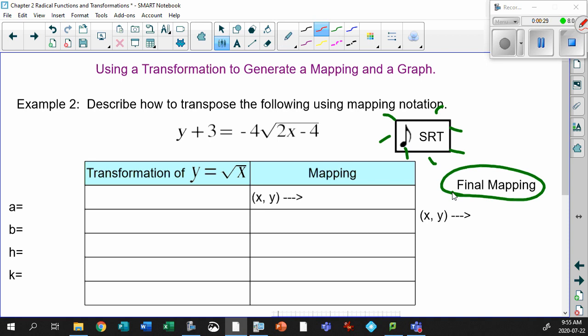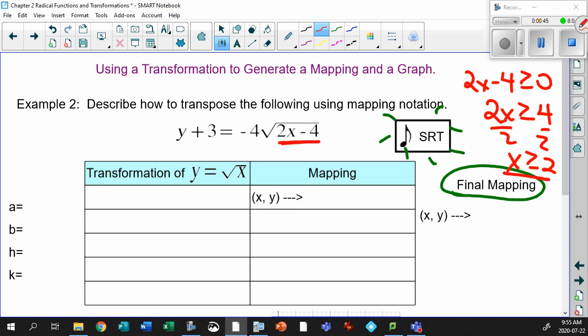Okay, easy peasy. First things first, let's look at the restriction. Always look at that restriction first. We know that 2x minus 4 has to be greater or equal to 0. Bring the 4 over. 2x has got to be greater or equal to 4. Divide by 2. Divide by 2. X has got to be greater or equal to 2. Okay, perfect. No sign changes or inequality changes or anything like that.